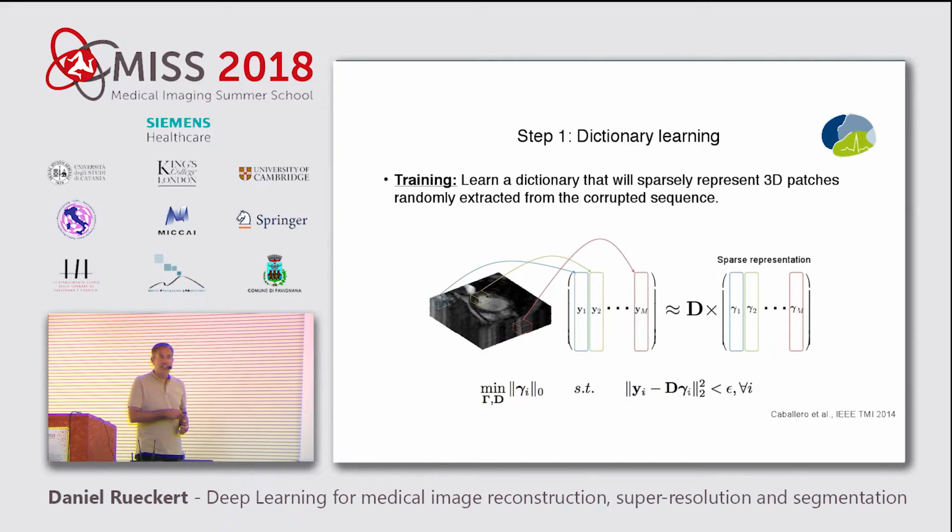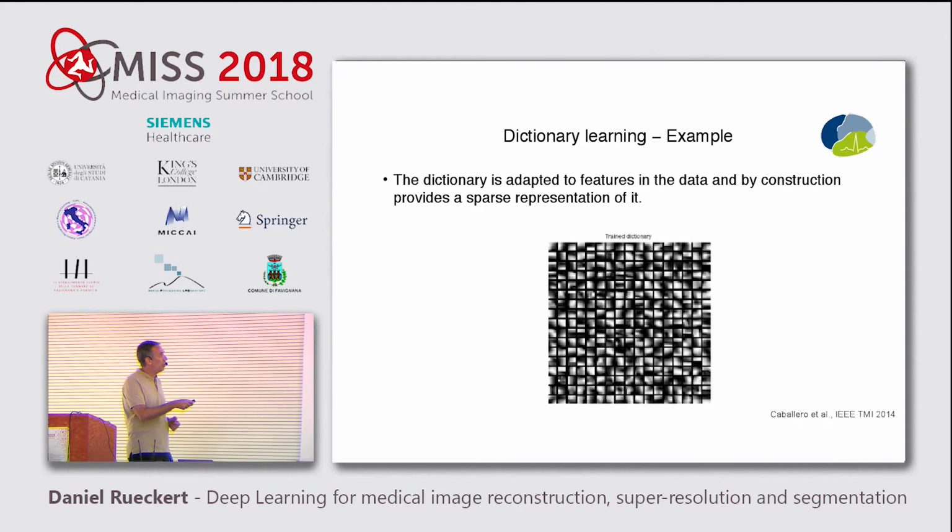When you learn this dictionary, these dictionaries look pretty much like this. I'm showing you the dictionary which we have learned, and what you see here as flickering is the third dimension of the dictionary elements, the temporal elements of the dictionary. You can see that these look not too dissimilar to what you would get when you use, for example, atoms built from a DCT or a wavelet transform. So using the wavelet transform was probably not a bad idea, but I can adapt my transform even better when I learn the dictionary.